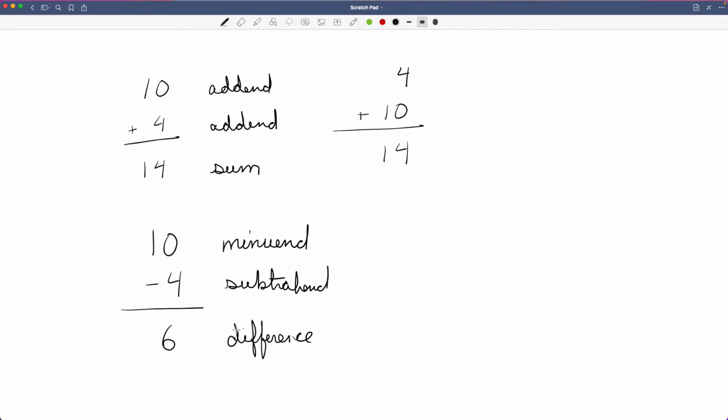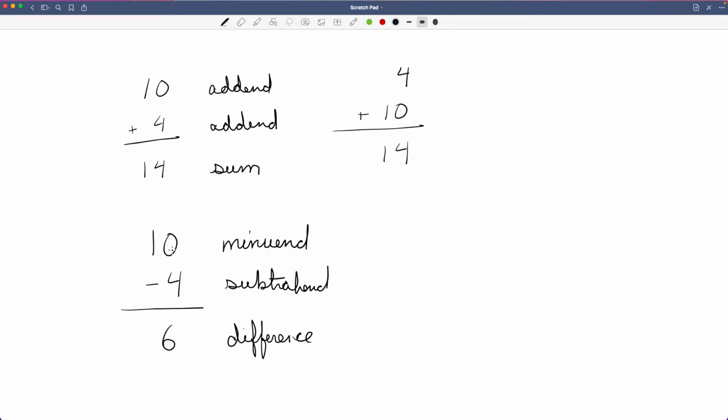And it matters what you call them, because you can't just subtract these willy-nilly. You can't mix them up like you can with addition. It matters which one you are subtracting and which one you are subtracting from. So we are subtracting the 4 from the 10. You subtract the subtrahend from the minuend to get a difference or the result. So that's very important, and that's why they have two specific names.